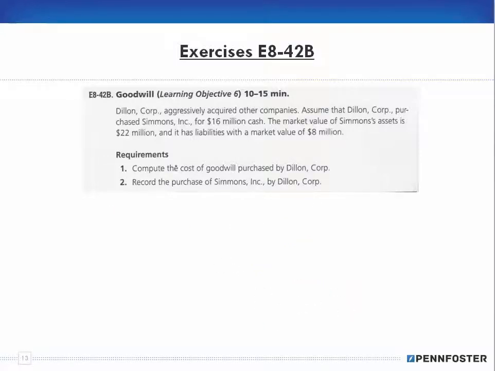To record the purchase, we have to get rid of all of our assets off our books. And we have to record. We'll start out with the cash we're receiving. Remember where it says to record the purchase of Simons by Dillon Corp. So for Dillon, they're going to pay cash. So they're paying 16 million as a credit.